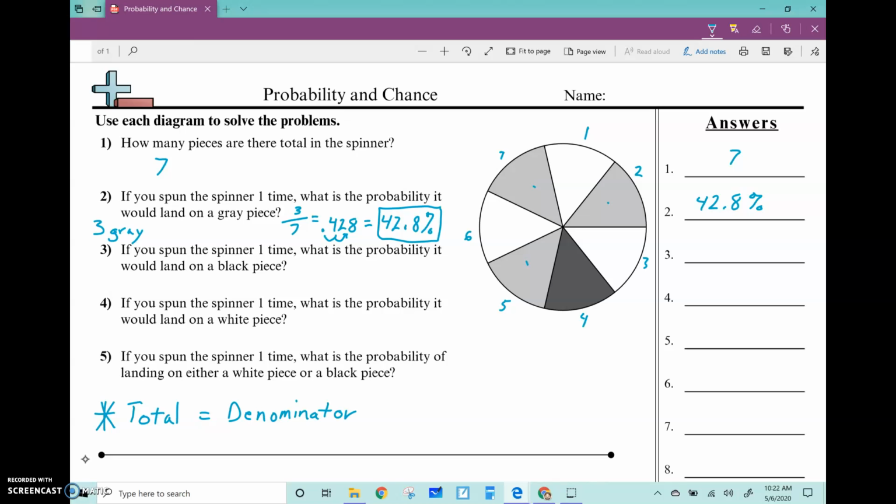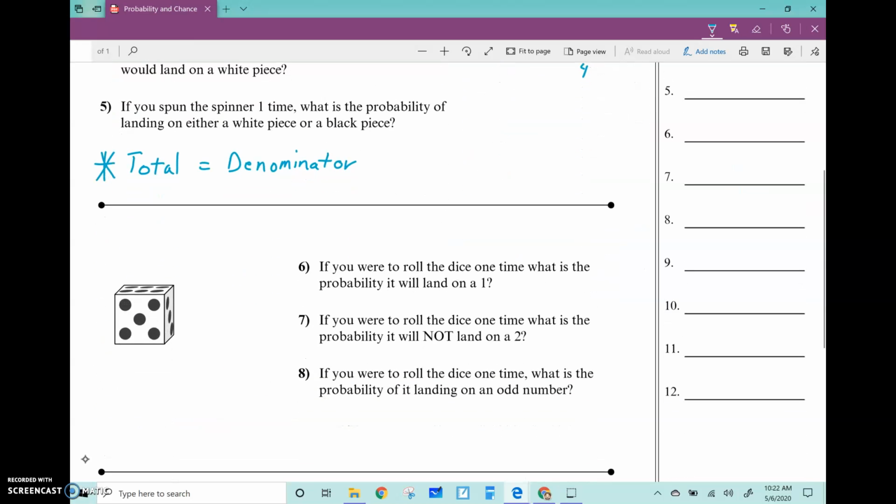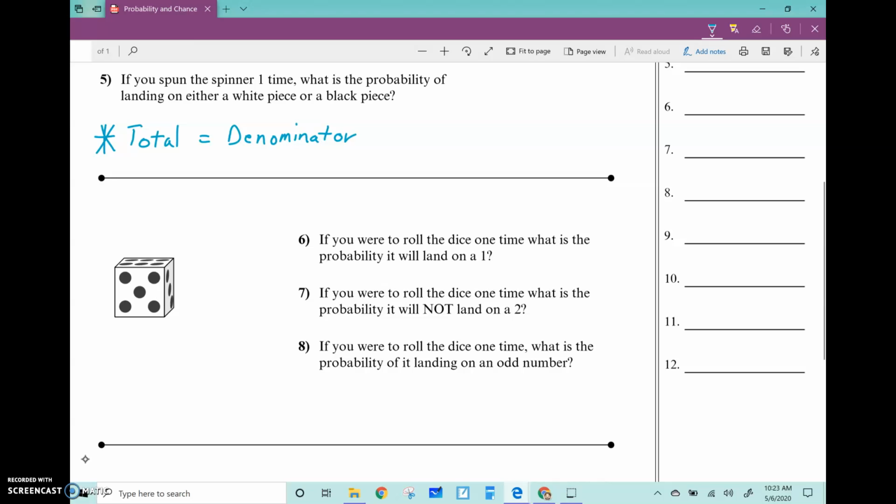All right, now moving on to the next section of your assignment. It's going to be similar to the spinner that we did. And we know that a die is 6-sided. So that means my total for my denominator here is going to be that 6. All right. And if they were asking us, if you were to roll the dice one time, what is the probability it will land on a 1? Okay. Well, there's only one side with a 1. So we're going to say 1 over the total number of sides, which is 6.